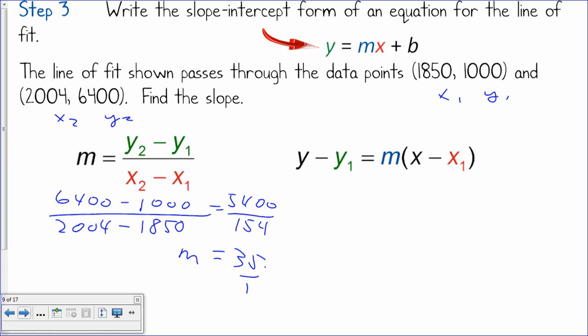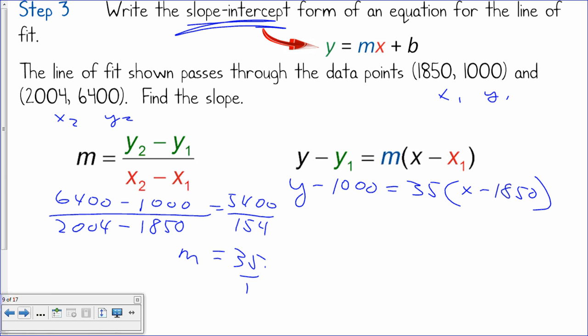Okay, now pick a point. Let's go ahead and use the one that I labeled the first point. So y minus what? 1,000, good, equals x minus, okay? Now I just need to simplify, because we've got to write it in slope-intercept form. So y minus 1,000, 35x, 35 times negative would be what?